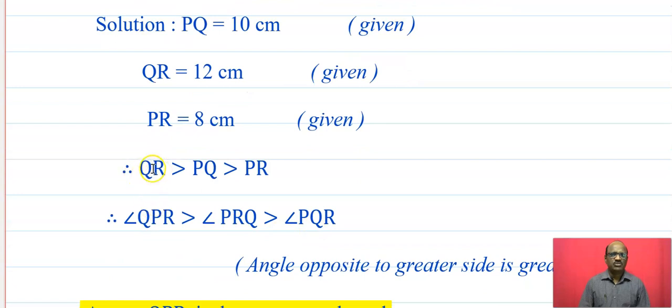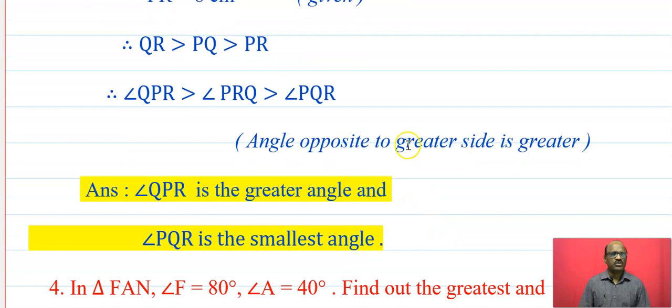The angle opposite to QR is angle QPR, the angle opposite to PQ is angle PRQ, and the angle opposite to PR is angle PQR. The angle opposite to the greater side is greater, and therefore angle QPR is the greater angle, and angle PQR is the smaller angle. Again, I will repeat. The measure of angle QPR is greater, and the measure of angle PQR is smaller.